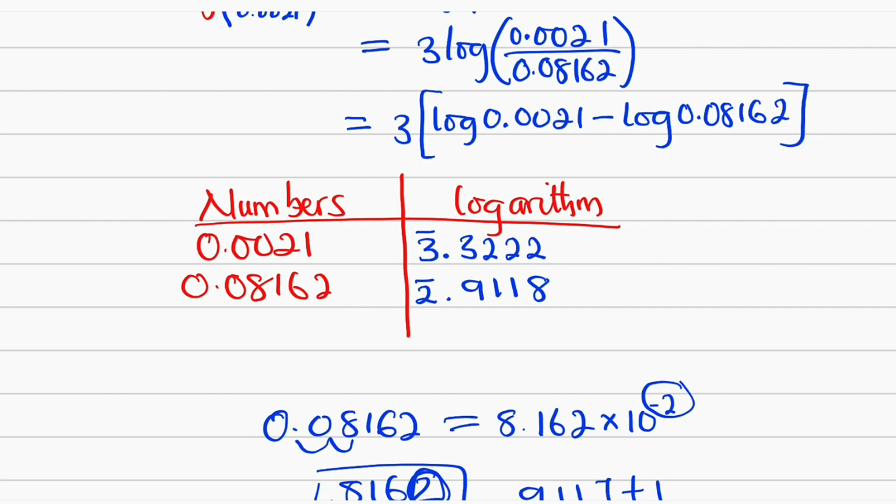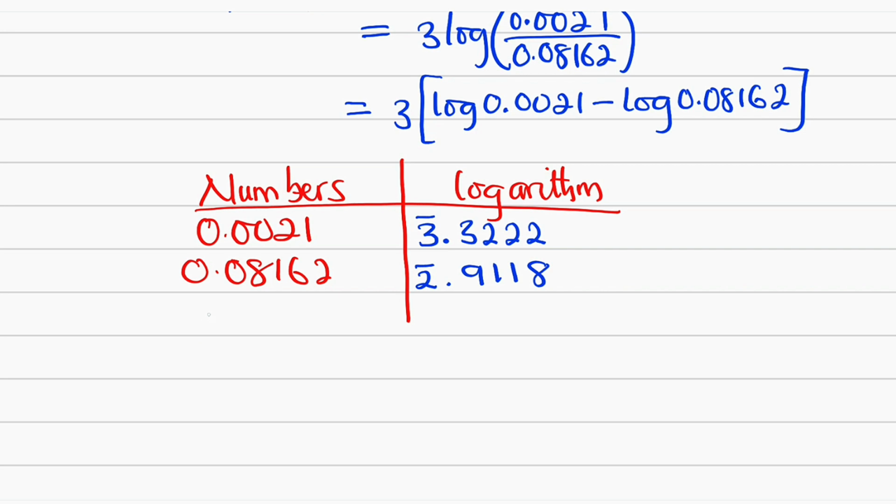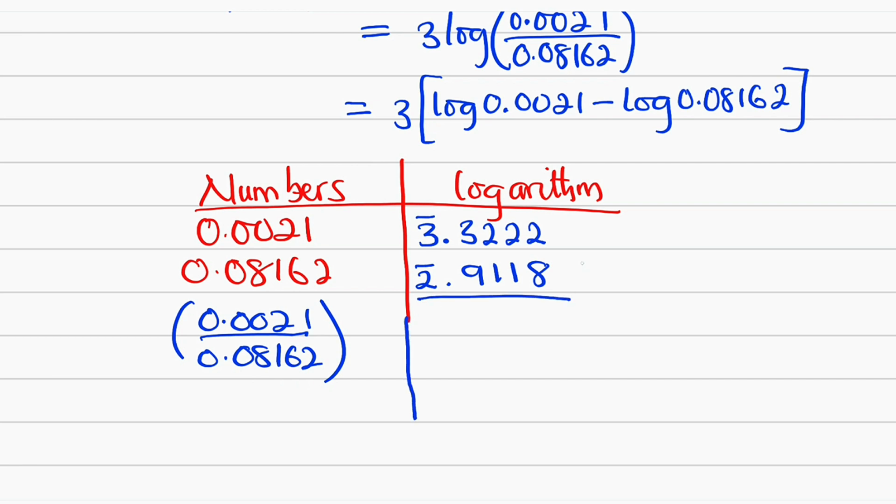But we are not done yet, because now we are going to subtract this logarithm from this one. Whatever we obtain, then we multiply by 3. So we have 0.0021 divided by 0.08162. If we have division, we subtract the logs. So we are going to subtract this.